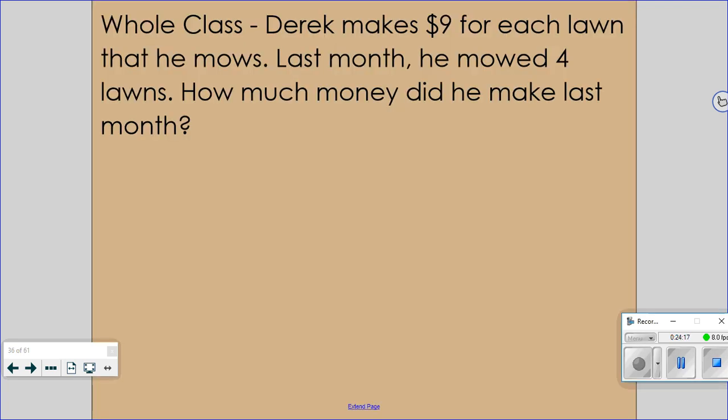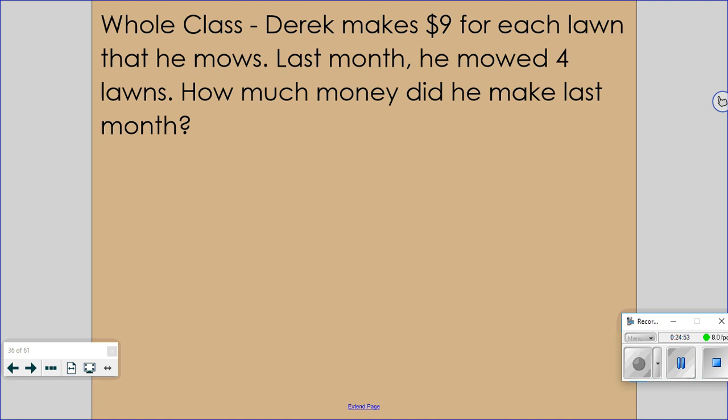We're going to try a word problem now. We know the steps to the word problem. They're also on the wall. First thing I need to do is what? If I'm solving a word problem, the first thing I need to do is what, Lucy? I need to read it. The problem reads, Derek makes $9 for each lawn that he mows. Last month, he mowed 4 lawns. How much money did he make last month? I want you to read that problem again in your head and then start working on step number 2, which is writing your answer sentence.